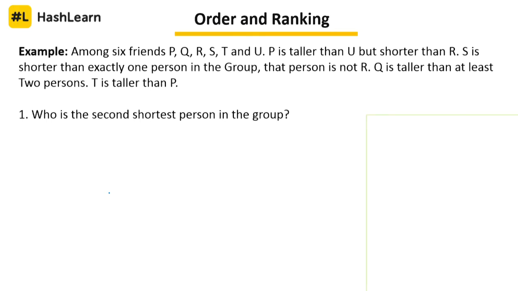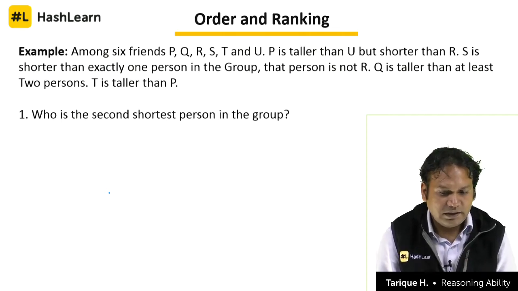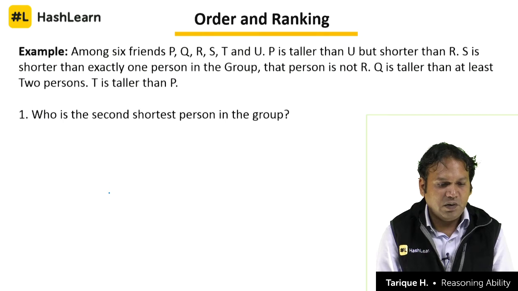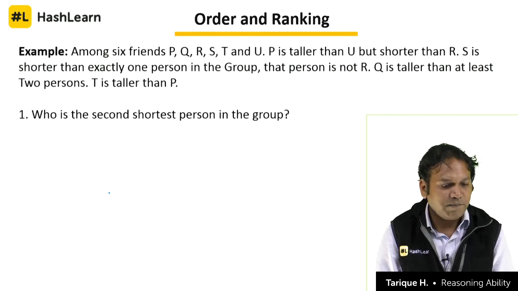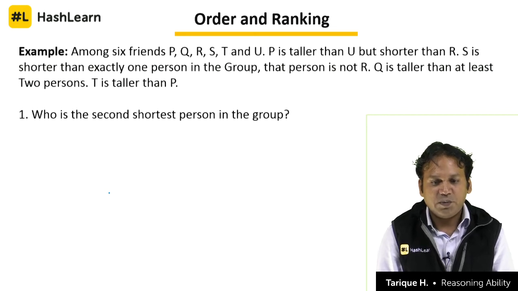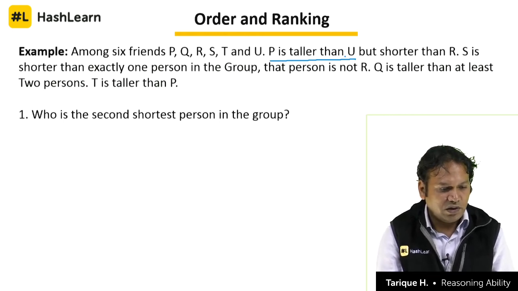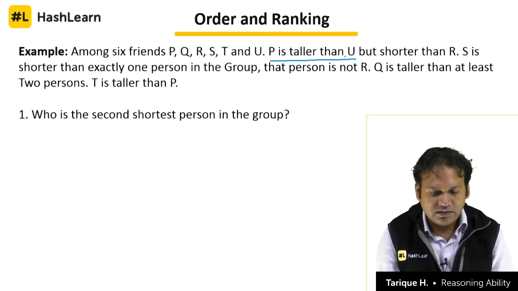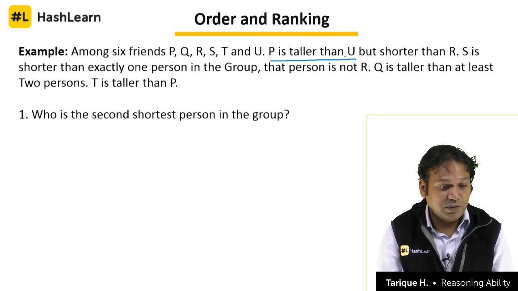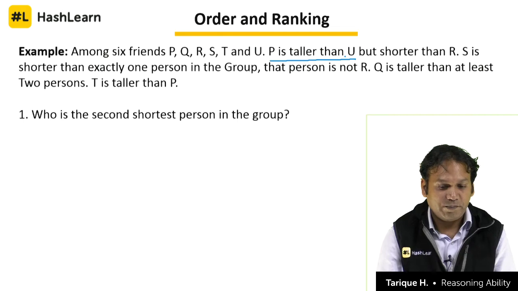So, to continue with the topic of order and ranking, let us see another question which is based on order and ranking, based on the variety of questions that we are discussing today. Among 6 friends P, Q, R, S, T and U, P is taller than U but shorter than R, S is shorter than exactly one person in the group, that person is not R. Q is taller than at least 2, T is taller than P. Who is the second shortest person in the group?